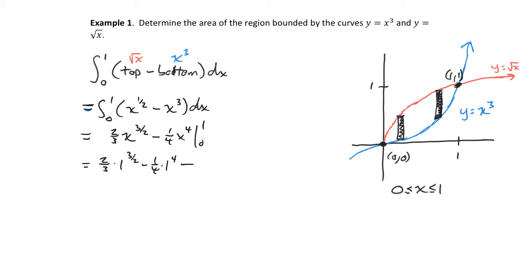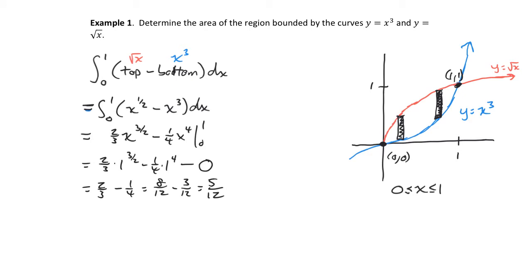And then when we substitute 0 in, don't automatically assume it's 0, but in this case I have 0 to the 3/2, which is 0, and 1/4 times 0 to the 4th, which is 0. Don't assume that, especially if there's a cosine or an e to the x involved. Those will mess you up. So we end up with 2/3 minus 1/4. If we put that in terms of twelfths, that's 8/12 minus 3/12. So we have an area of 5/12.